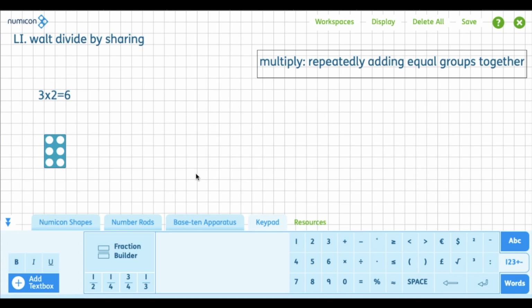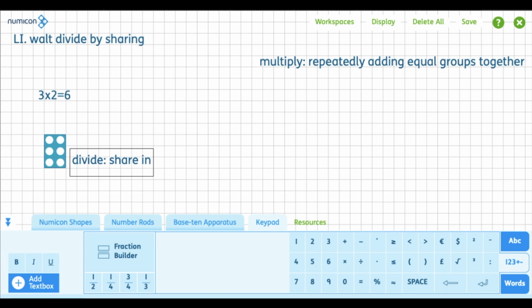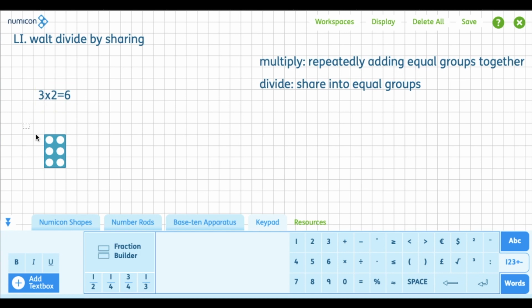What we're going to do today is look at dividing. And to divide is to share into equal groups. So we're going to be doing the opposite. We're going to take a number and share it into equal groups. So why don't we stick with 6 and 2 as our examples here. So I'm going to do 6 divided by 2.